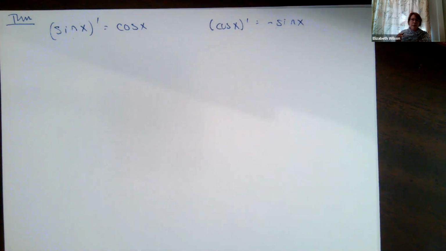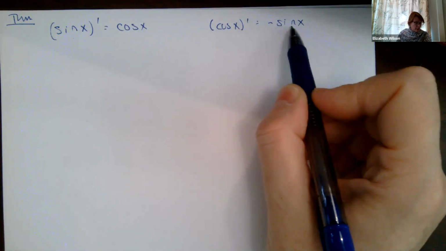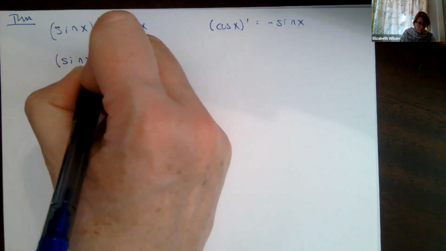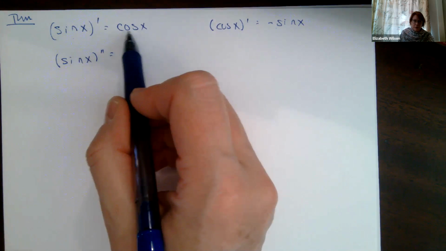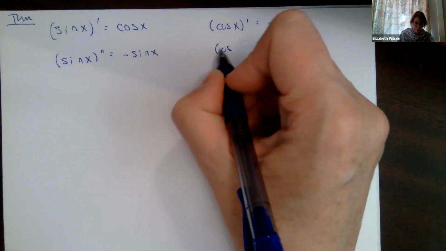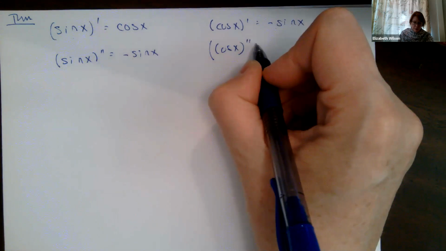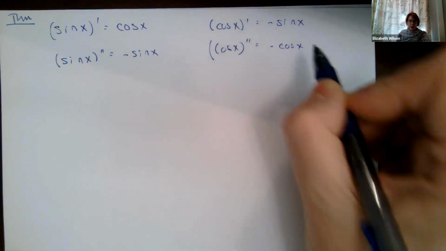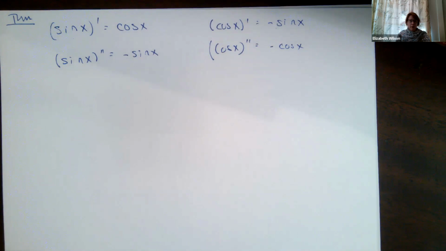If you can't remember, think about your graph. Taking off from 0, sine is an increasing function. That helps me remember this is positive cosine. Taking off from 0, my cosine is a decreasing function just at the beginning, so it's a negative. Also, the second derivative of sine is the derivative of cosine, so this is going to be minus the sine of x. Taking the second derivative of cosine, the minus carries through, and then the derivative of sine is equal to cosine.